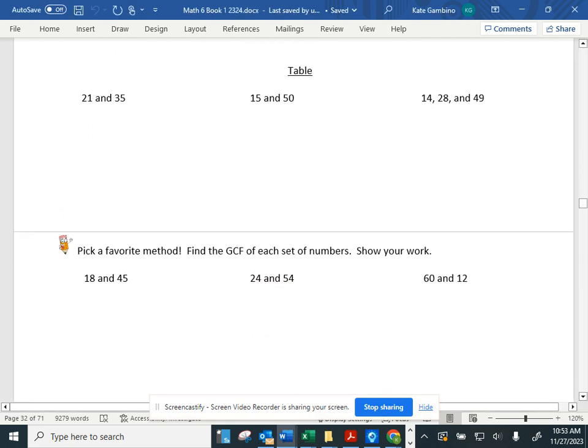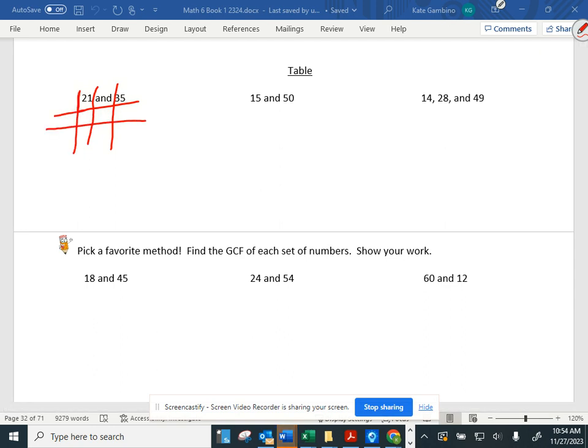Table method. So remember, with our table method, you're going to see what can I take out of both the 21 and the 35. So I could take out not 3, I could take out a 7. 21 divided by 7 is 3, 35 divided by 7 is 5.